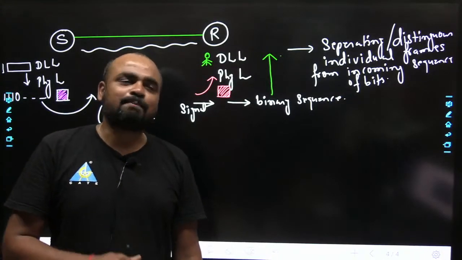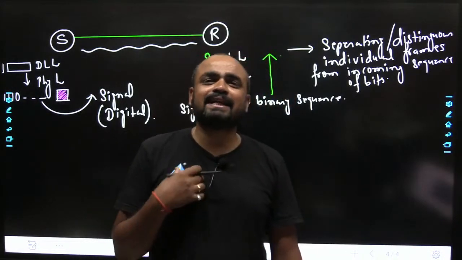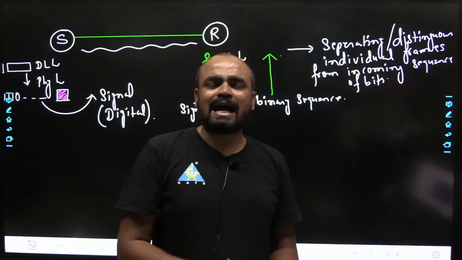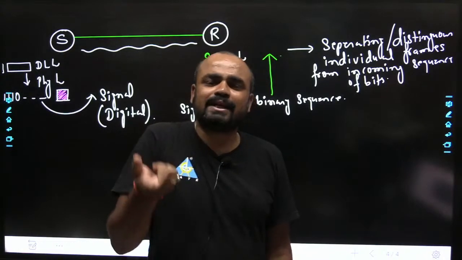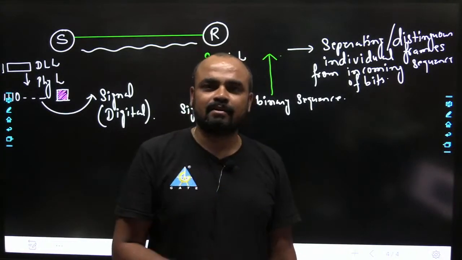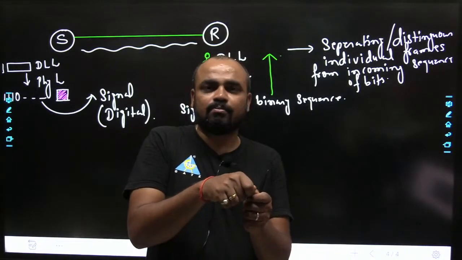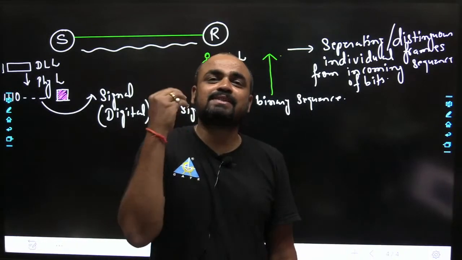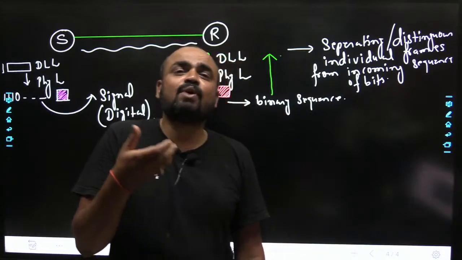Yes or no? Just try to imagine a real life situation. Suppose I am a sender and Suzanne is a receiver. I have simply sent 1000 Parle G biscuits. I have just opened the cover of the Parle G biscuit packets and I have sent you 1000 Parle G biscuits. Then how can you identify the packets?